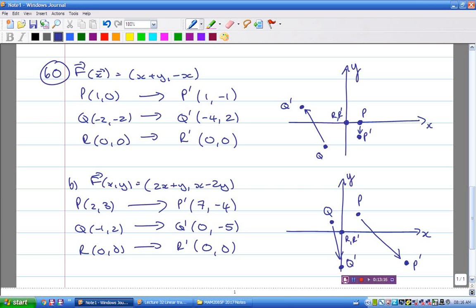Why don't you transform all of those points, plot them in their new places? I would recommend just drawing a fresh diagram and maybe naming those points A, B, C, D, and naming their transformed points A dash, B dash, or something like that. And see what happens to that line and that square.